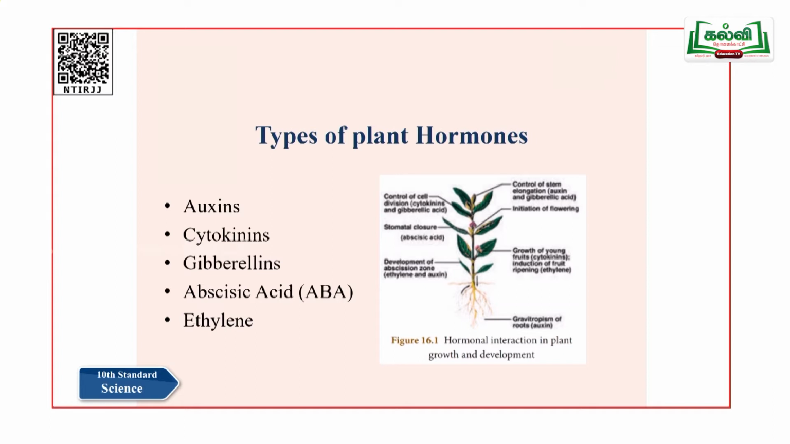And later we discussed the types of plant hormones. What are the plant hormones and how many types of plant hormones are there? There are 5 types of plant hormones we discussed: auxins, cytokinin, gibberellin, abscisic acid and ethylene. The first 3 we discussed in the previous class. The first 3 are most important for the growth of the plants, and the last 2, abscisic acid and ethylene, are different hormones which we are going to discuss today.